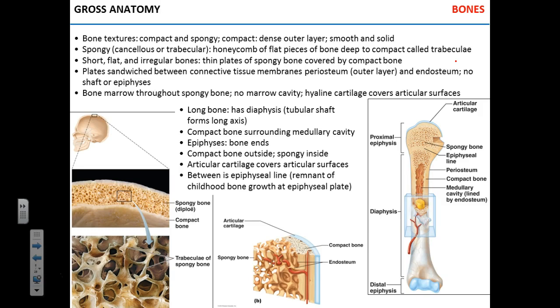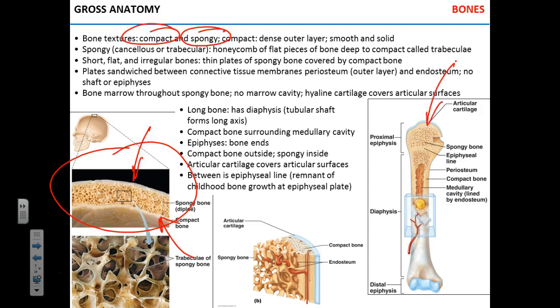Well, if you cut the bone, you will see that any bone in the human body consists of two subtypes, compact bone and spongy bone. So this is how a compact bone looks like. It's dense, and it's always on the outside. You can see here, in this picture, the compact bone on the outside of the flat bone.